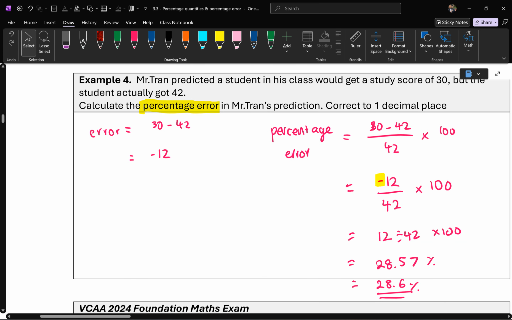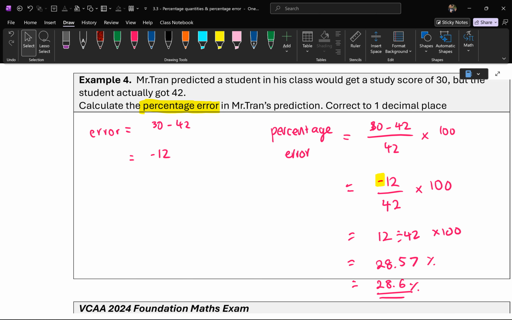Copy that down. See, I know it says negative there. Your final answer, don't put a negative. Okay, so percentage errors don't have negatives, but that's no different from your percentage change for the year 11s. So 11s do percentage change, year 12s do it, they call it percentage error.